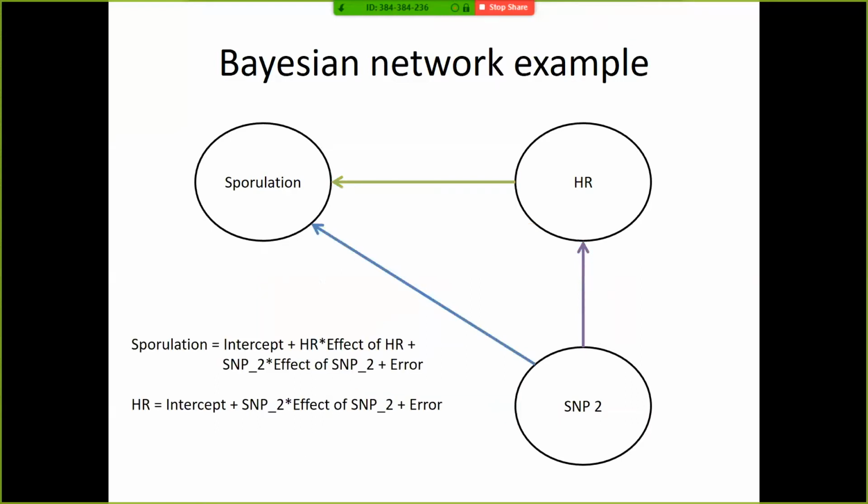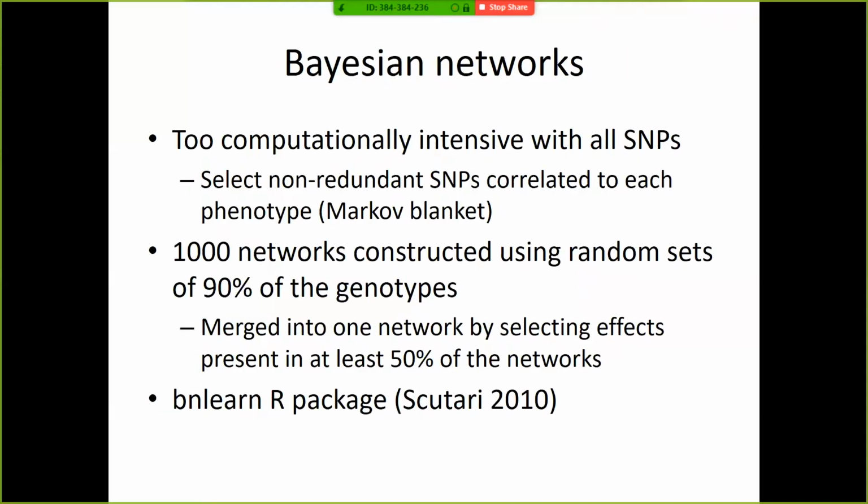And so you're left with the two models which this network represents, which is that sporulation is affected by HR, which is this arrow, and SNP2, and HR is affected by SNP2 only. And so SNP2 has a pleiotropic effect affecting both sporulation and HR.